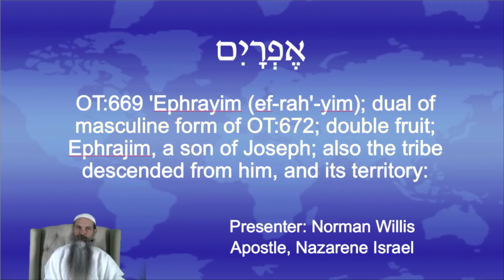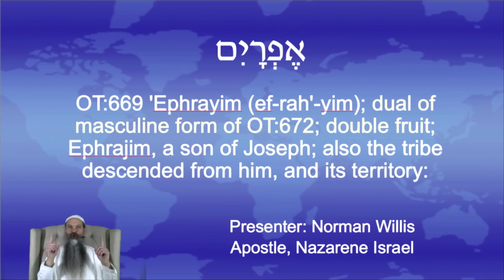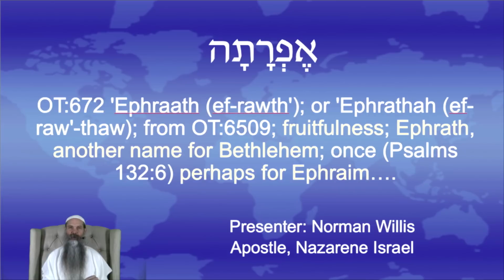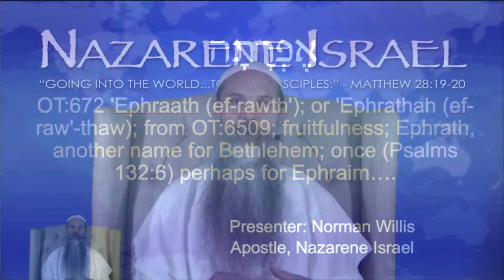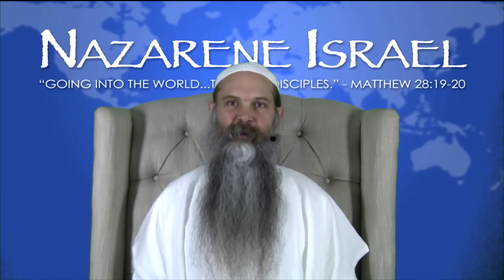So we look this name up, Ephraim, and it's Strong's Old Testament 669. Now it's a dual of the masculine form of 672, which we'll see in just a moment. And it means double fruit or doubly fruitful. So we take a look at this reference at 672, and we see it's Ephrath. So Ephraim is related to Ephrath. And Ephrath means fruitfulness, but it's also another name for Bethlehem. And we know that Rachel died giving birth to Benjamin in Bethlehem Ephrathah.